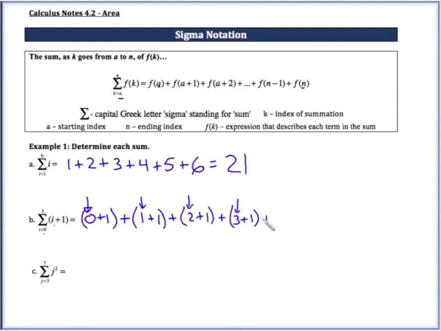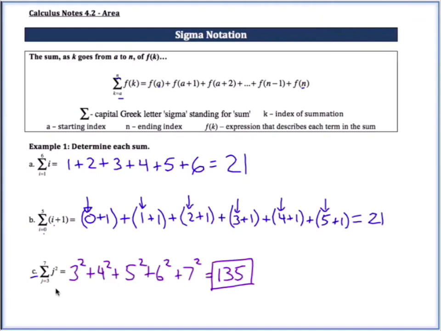There's your i. Then we go up to 4, all the way up until i reaches 5. So these were your i's all along, from 0, 1, 2, 3, 4, up to 5 of our function i plus 1. And so we could add these together. This is going to be 1 plus 2 is 3, plus 3 is 6, plus 4 is 10, plus 5 is 15, plus 6, and that gives us 21. All right, I want you to try letter C on your own now.